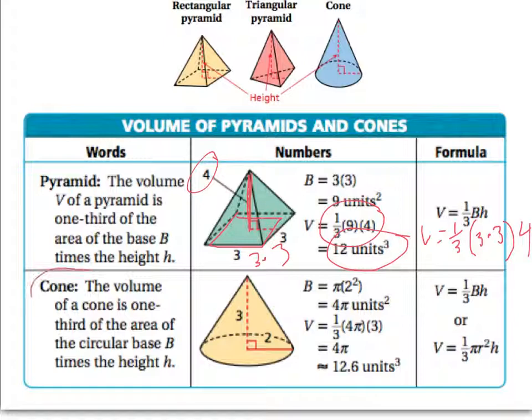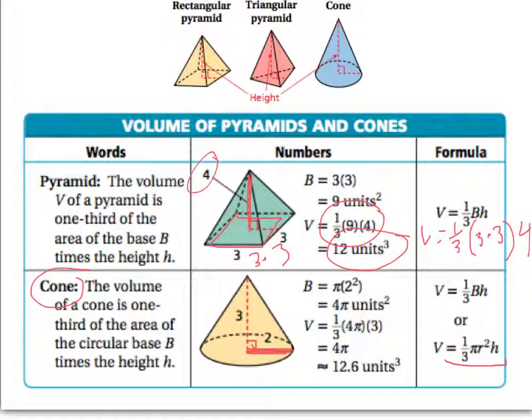For a cone, the formula is going to be 1/3 times base times height once again. However, the difference is the base here. The base, since this is a circle, we have to remember what is the area of a circle. The area of a circle is pi r squared. So we're going to do 1/3 times pi times r squared times the height. So the radius here in this case is 2.